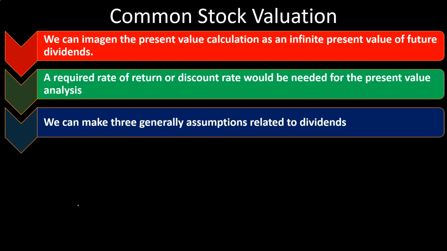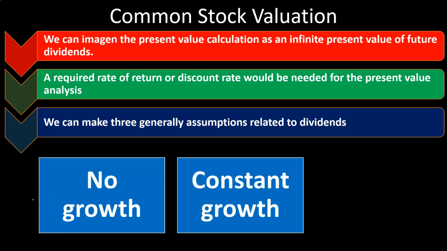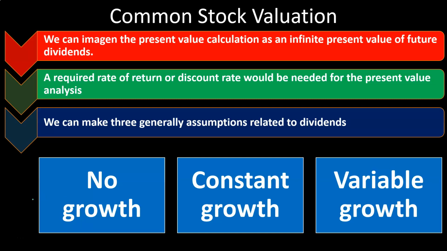We can make three general assumptions related to dividends. So when we think about the dividends, we're thinking about these are the things that are going to be distributed in some way, shape, or form by the company at some point into the future. Then we can categorize what type of dividends we're going to put in place so that we can do our calculations. We can categorize either as no growth, as constant growth, or as variable growth.